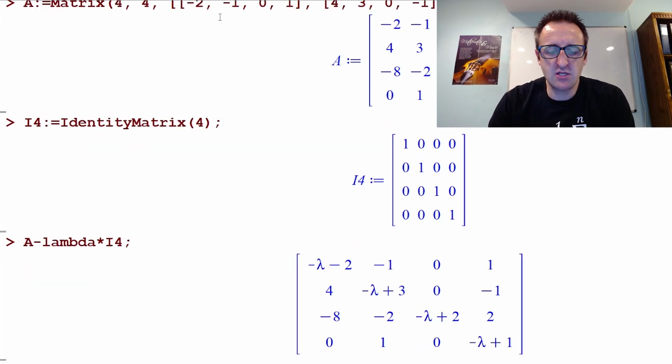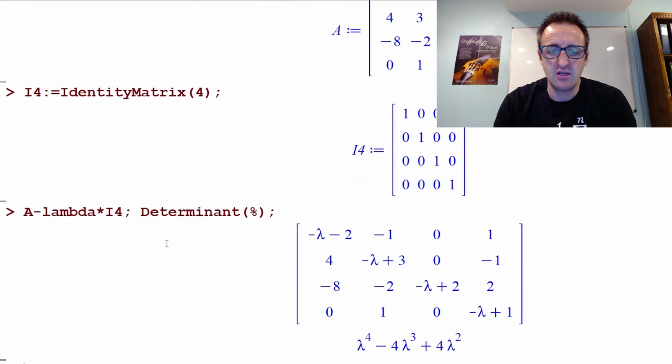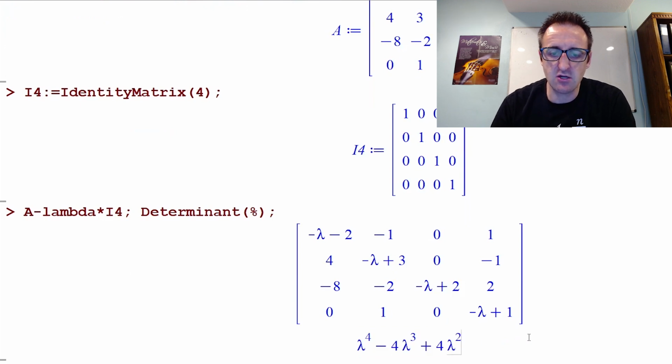Now, where this matrix is not invertible is where it'll have a null space. And if it has a null space, the vectors in its null space will be the eigenvectors for whatever eigenvalues we find. To find the eigenvalues, we need to find the characteristic polynomial, which is the determinant of this matrix. So we'll take the determinant of percent. Percent just means to use the previous output. So this produces this polynomial here in lambda, and that's called the characteristic polynomial.